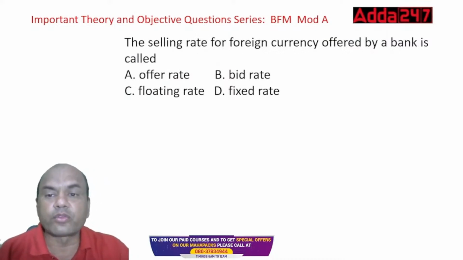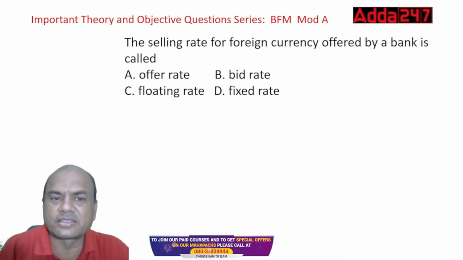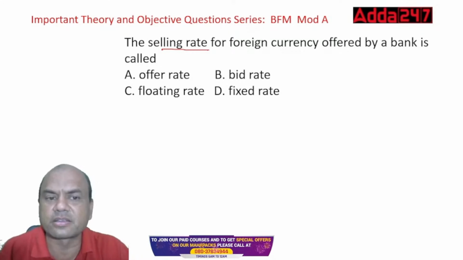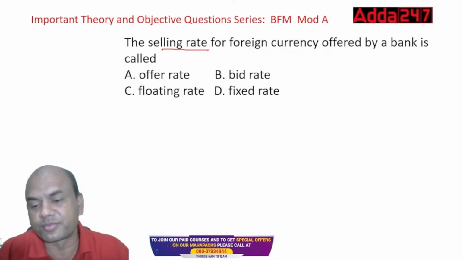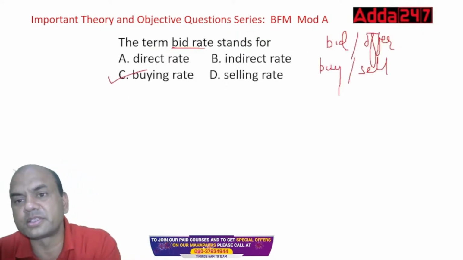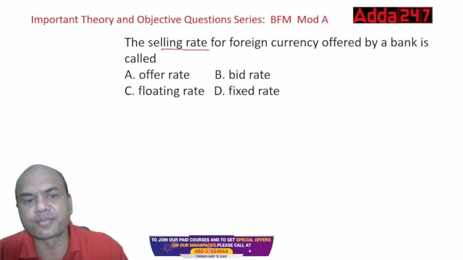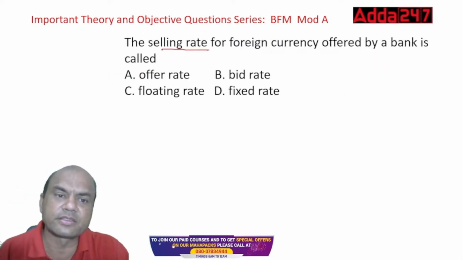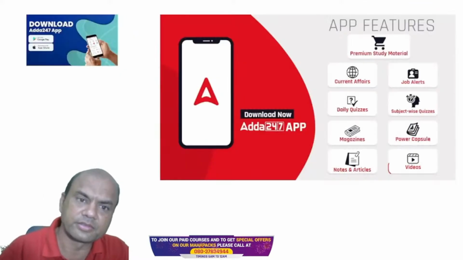The selling rate of a foreign currency offered by a bank is called as, just now we did it, sell rate is known as what? Yes. Give me in the comment section. Just now we saw it. Yeah, this one, sell is what? Correct? Type fast. Offer, isn't it?